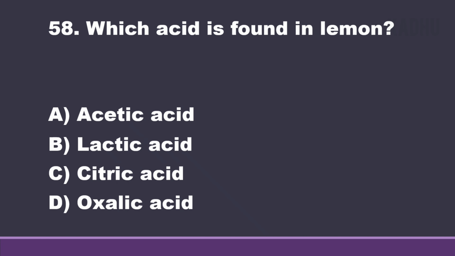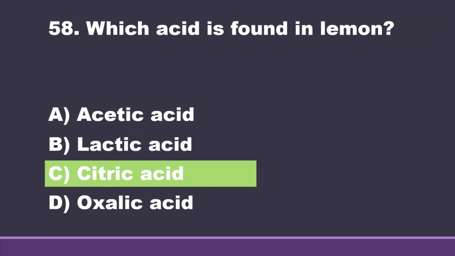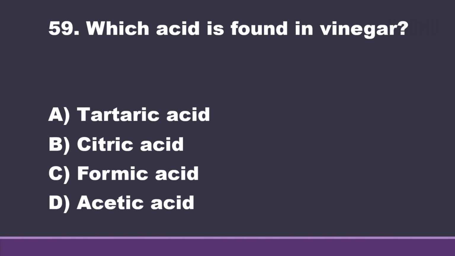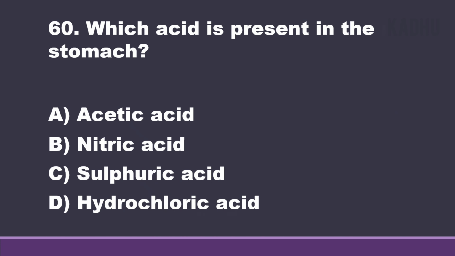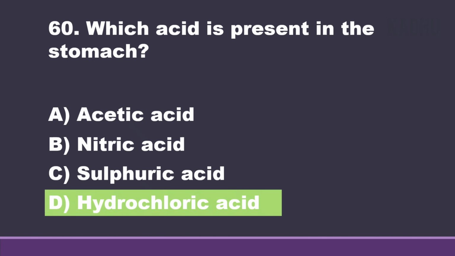Next question, which acid is found in lemon? Option C will be the correct answer, citric acid is found in lemon. Next question, which acid is found in vinegar? Option D will be the correct answer. Acetic acid is found in vinegar. Next question. Which acid is present in the stomach? Option D will be the correct answer. Hydrochloric acid is present in the human stomach.